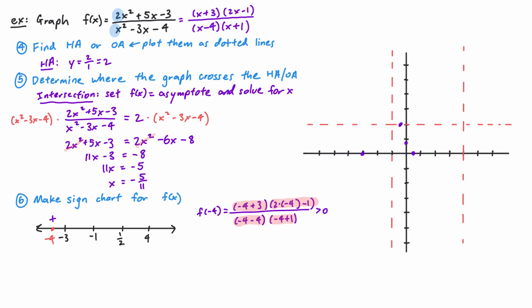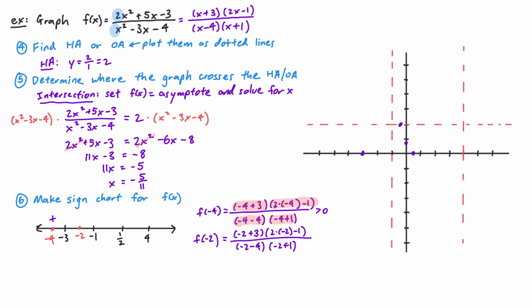Next, we have the x values from -3 to -1. Here, we can pick an x value like -2. So let's look at f of -2, plug that into our function. We have -2 plus 3 times 2 times -2 minus 1 divided by -2 minus 4 and -2 plus 1.